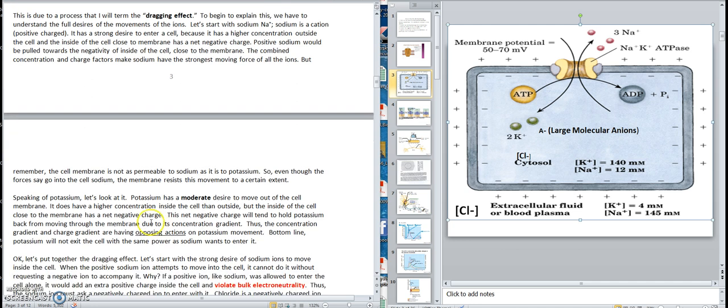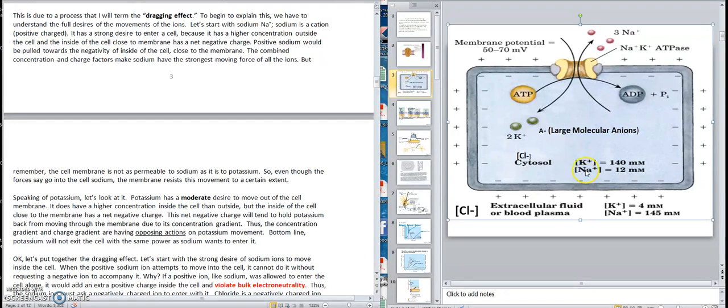Now, potassium has a moderate desire to move out. But for potassium to move out, it would have to bring the large molecular anions, and you can see the same thing would happen. The large molecular anions couldn't do it. They'd be trapped on the inside trying to squeeze through, and potassium would be almost out.